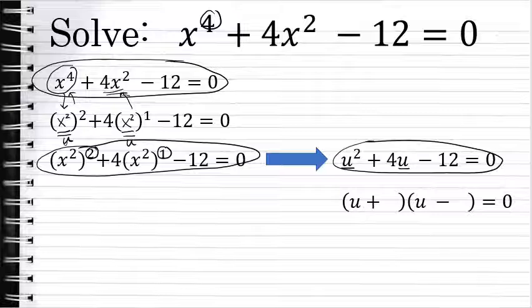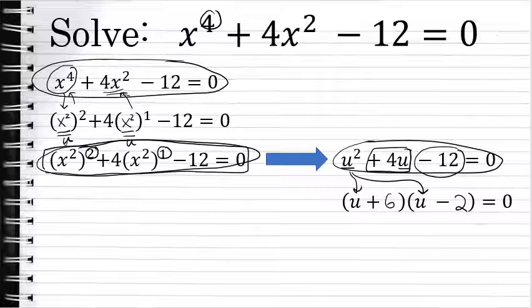What I would do is write two binomials and begin each binomial with the term of u, and then think of two numbers that have a product of negative 12 and a sum of plus 4. Two numbers with a product of negative 12 and a sum of plus 4 would be positive 6 and negative 2. I can do that same thing with the original equation when it's written in quadratic form.